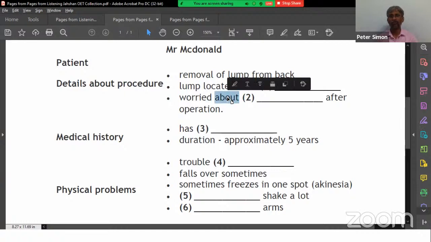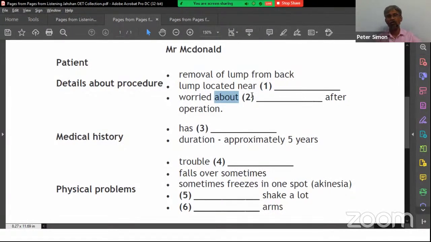Next, worried about something. Worried about something or worried about someone. So always ask the question, whenever the word before the blank is very important. Lump located near the blank. Before the blank, what is the word? That is very important, because that is related. Worried about something. Forget after. After is not needed here. Remove that. Worried about something.